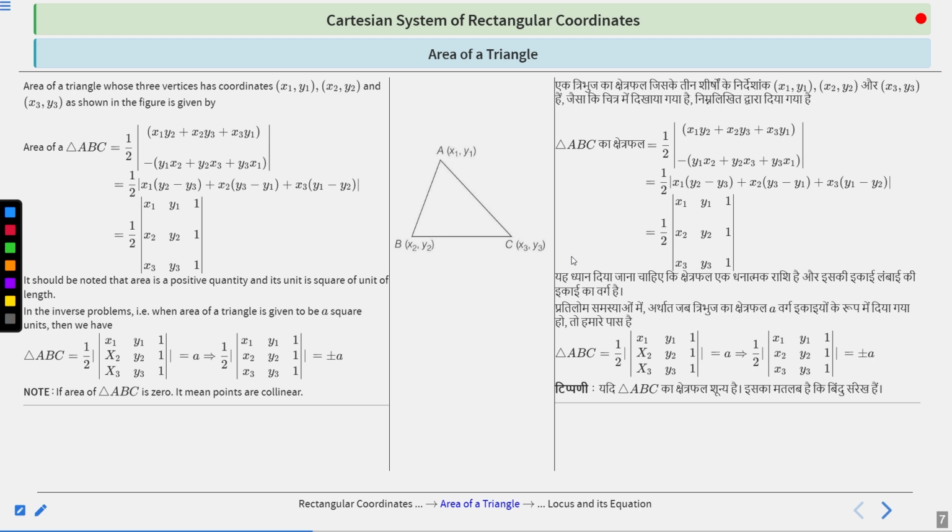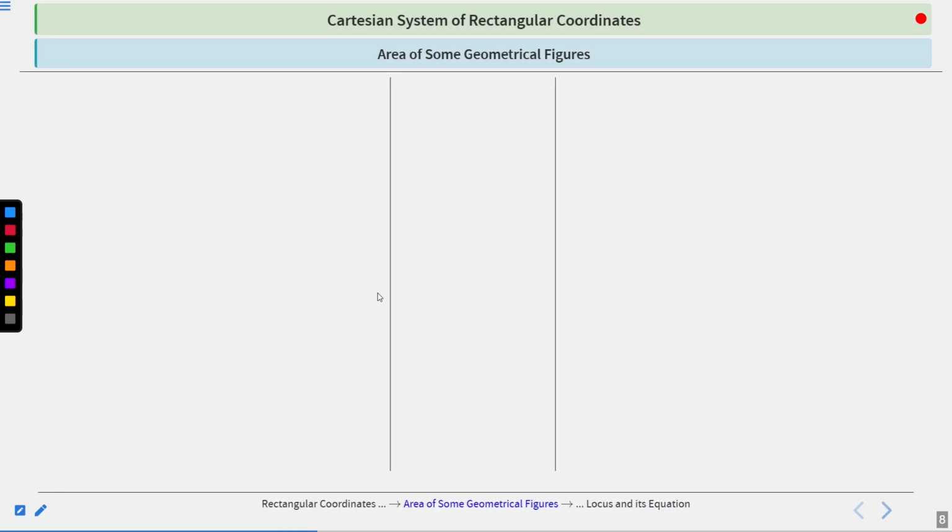Note, if the area of triangle ABC is 0, it means the points are collinear, right? Here you can observe that when point A lies on BC, the points are collinear, that is, the area will be 0. Clear? Got it? Now let us see the area of some geometrical figures.